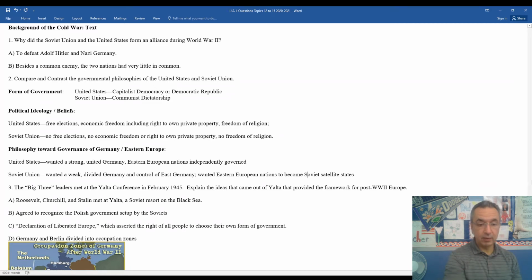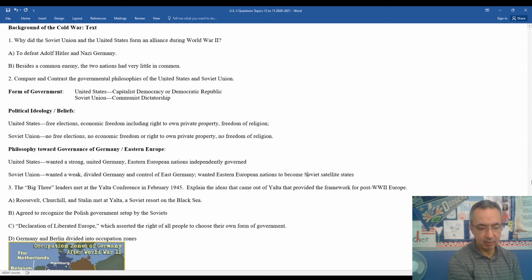The big three had met at Yalta. And when they first arrived there, the big three said, "What's up, Yalta?" When you look at the big three here in February 1945, shortly before the death of Roosevelt, they had several ideas that came out of Yalta that became the post-World War II Europe framework. Roosevelt, Churchill, Stalin met at Yalta, which was a resort on the Black Sea. They agreed to recognize the Polish government set up by the Soviet Union.